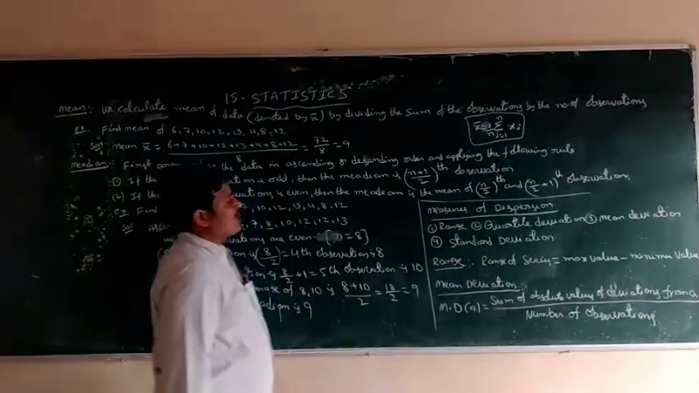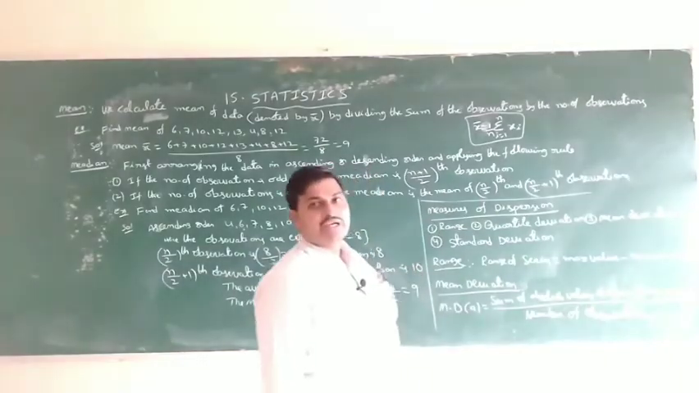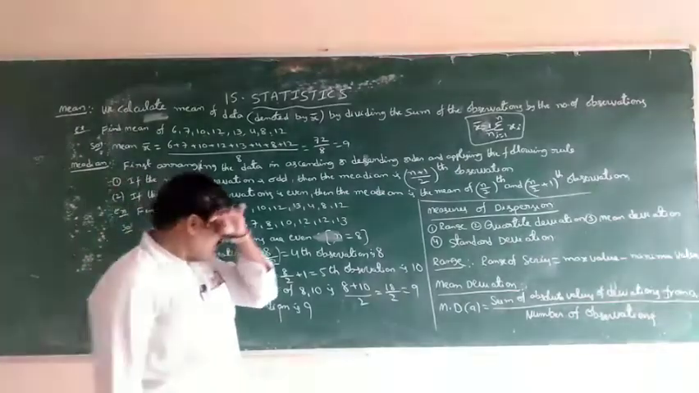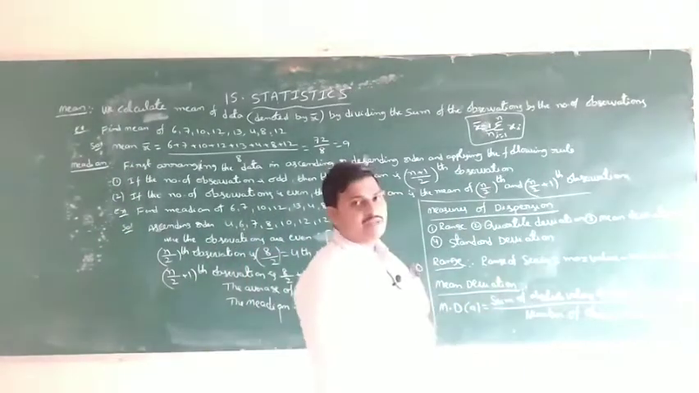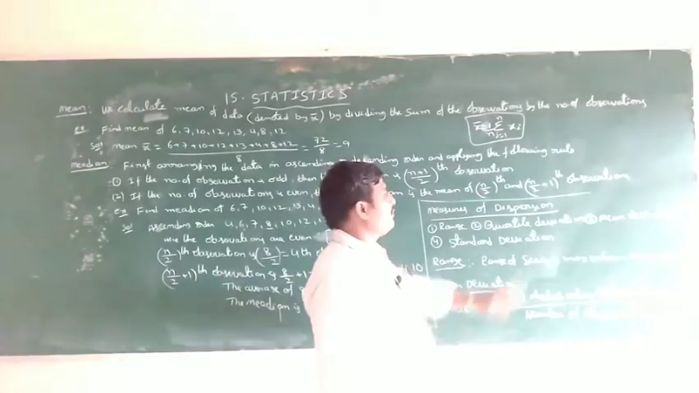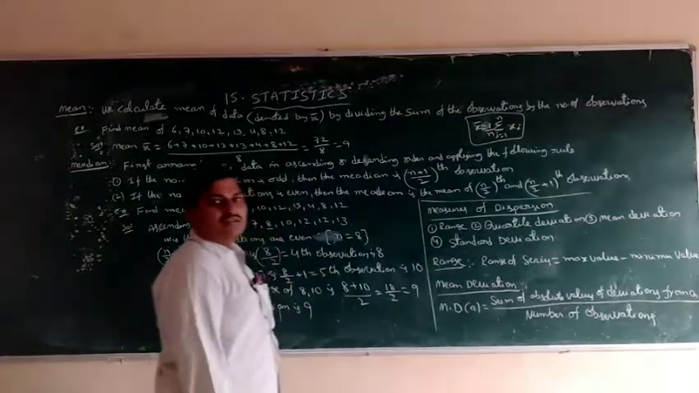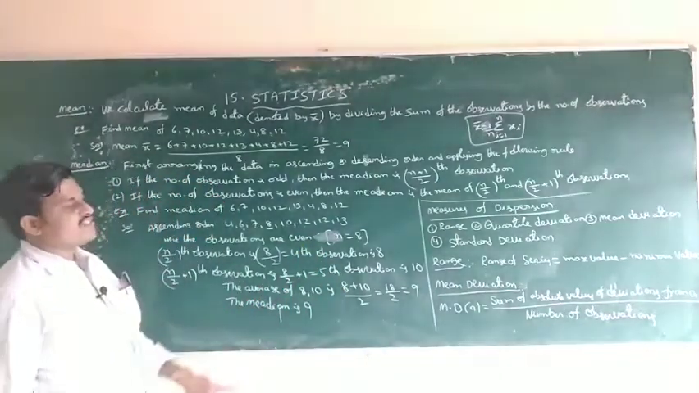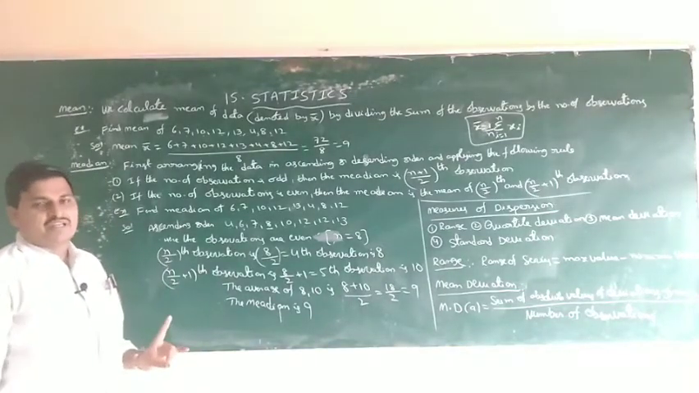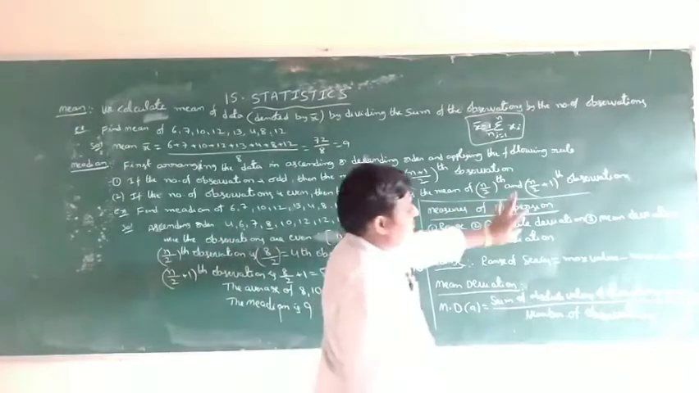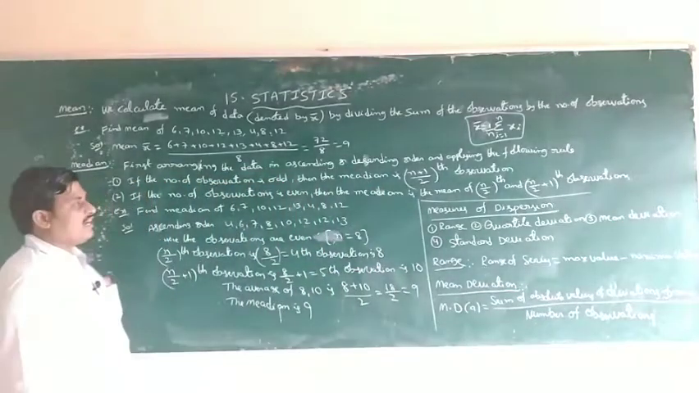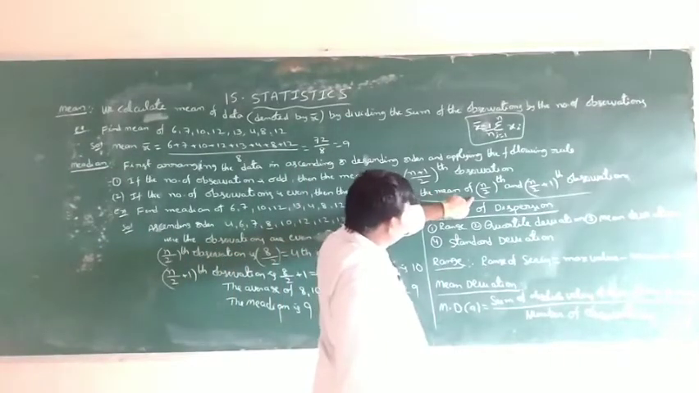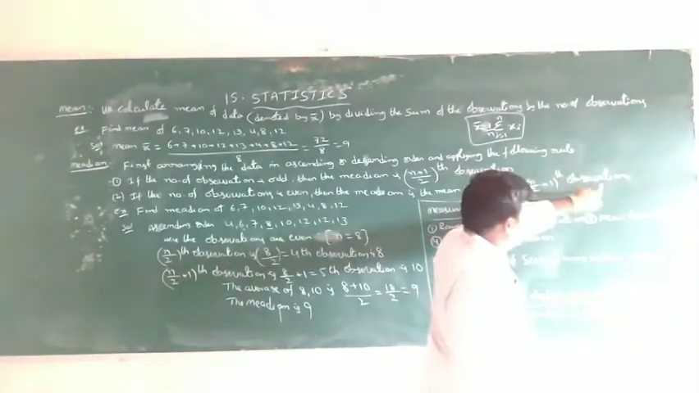The first median is the n by 2th observation. For example, with 8 observations, 8 by 2 is equal to 4, so the 4th one and the 5th one, the 4th observation and the 5th observation, are both medians. So 2 medians; there is no single median here. So the median is the mean of the n by 2th and the n by 2 plus 1th observations.